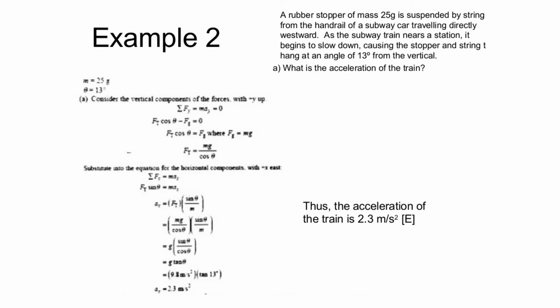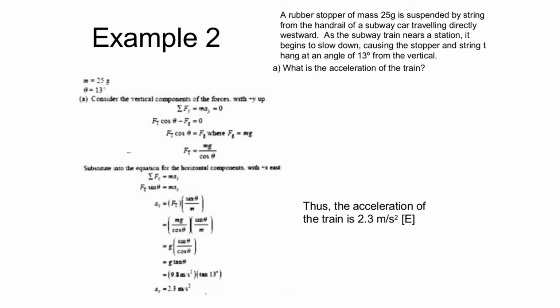Number A, we have to find it. Consider the vertical components of force with positive y up. Summation Fy is equal to may is equal to 0. Then FT cos theta minus mg is equal to 0. FT cos theta is equal to Fg, where Fg is the weight, equal to mg, and FT is equal to mg over cos theta. Substitute into the equation from the horizontal components with positive x east. Summation Fx is equal to max. FT sin theta is equal to max, and ax is equal to FT into sin theta over m. That gives mg over cos theta into sin theta over m, and g times sin theta over cos theta gives g tan theta, as sin theta over cos theta is equal to tan theta.